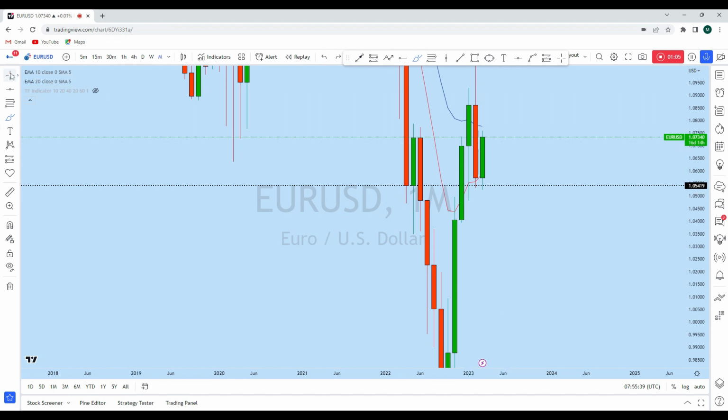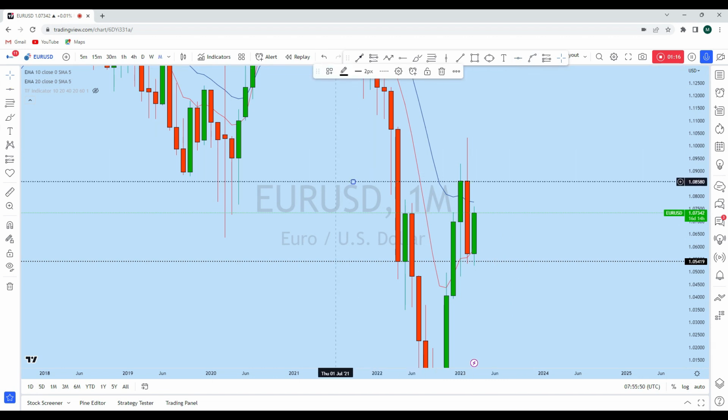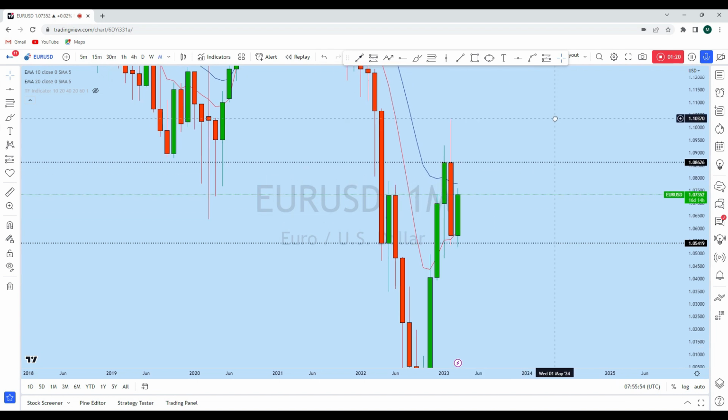With that rejection, we see EURUSD creating a series of higher highs and higher lows on the lower time frame, pushing higher. It is highly likely that this market might go ahead and test this monthly level of resistance, at least this monthly opening and closing zone on the lower time frame.